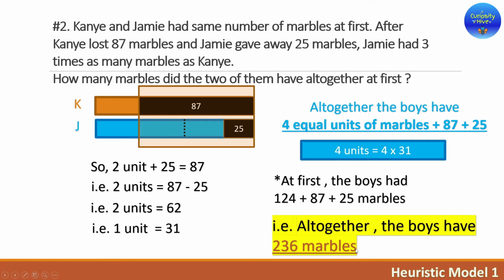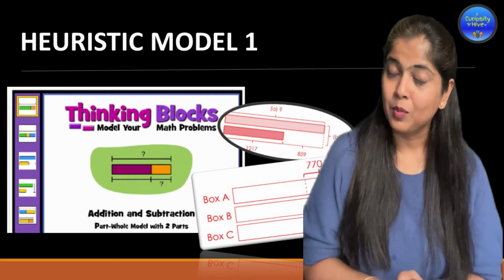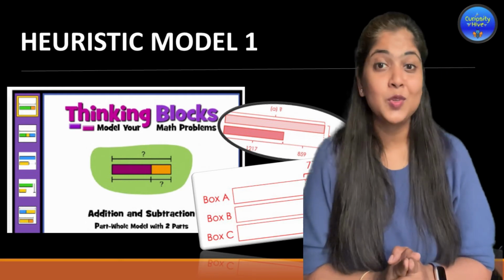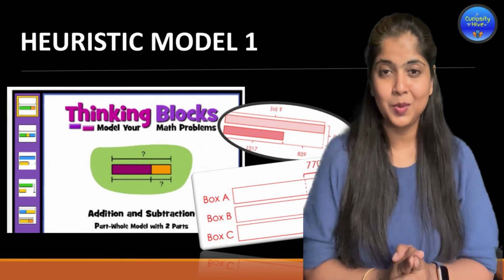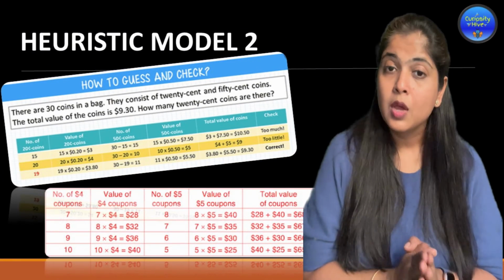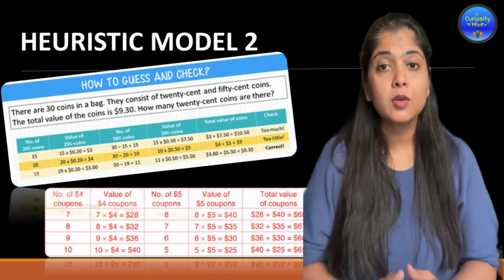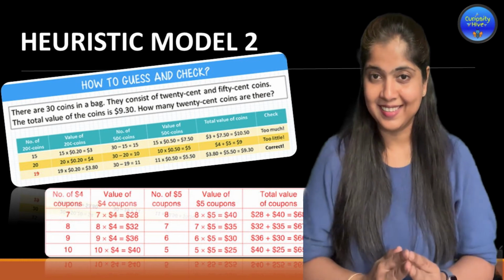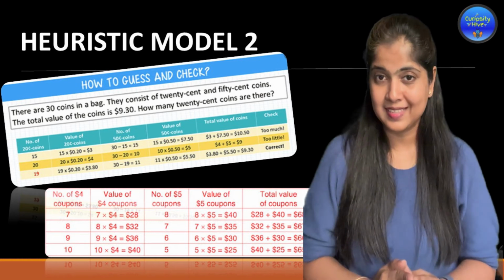I hope you found it easy now. And remember to keep these tips in mind because they will be useful when you take on the quiz, which has the heuristic model 1 type questions as well. So this was heuristic model 1. Remember the tips because you'll need them when you take on the quiz. Well, now we are heading to heuristic model 2, which is a method that allows you to guess and check the answer. Let's see what it has.